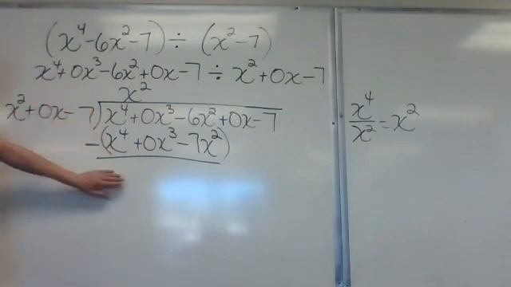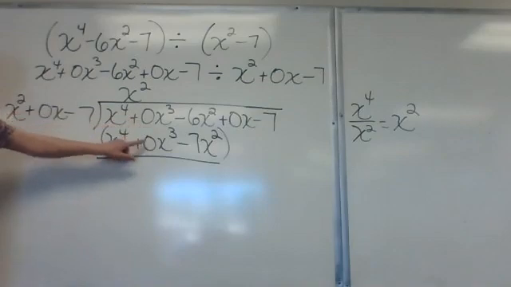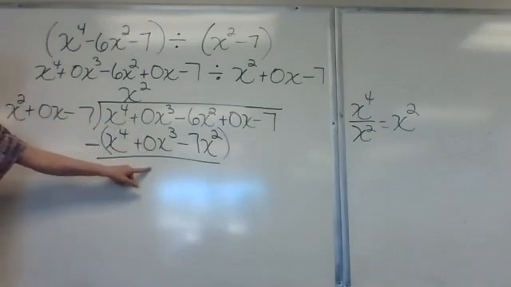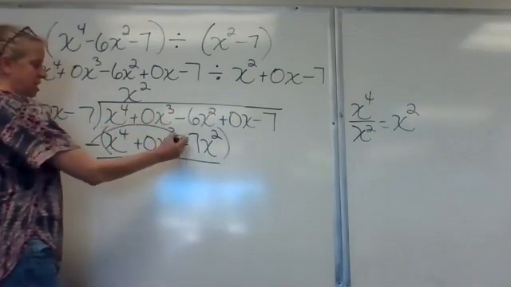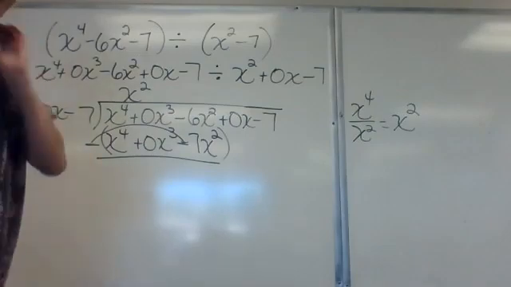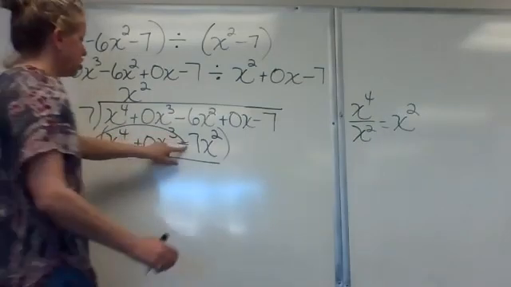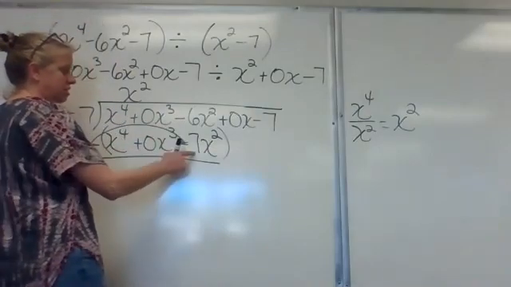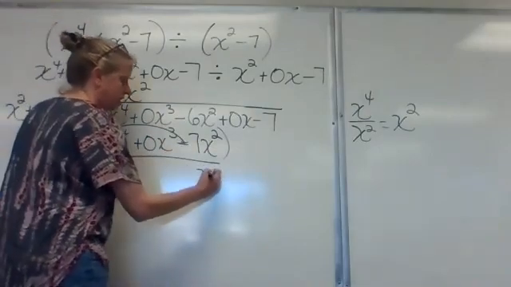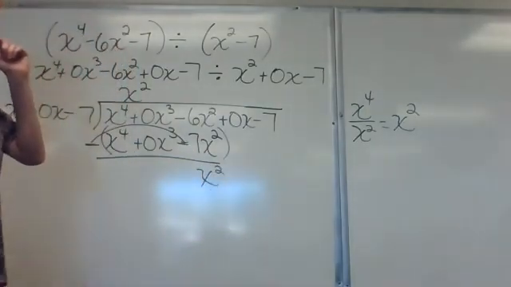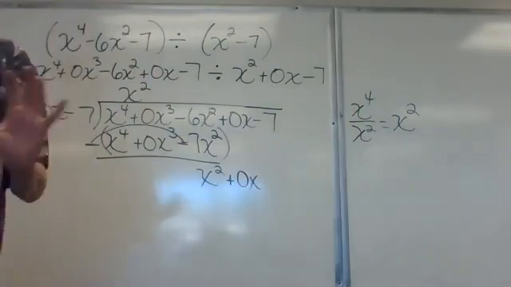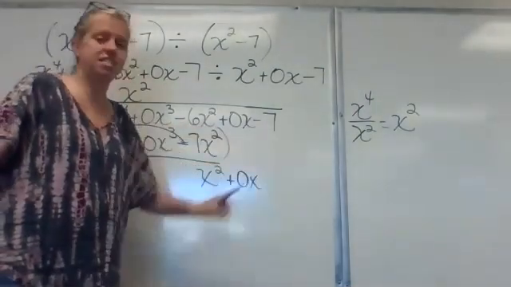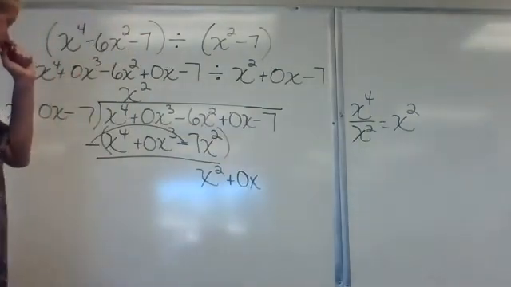Let's see, my x to the 4ths are gone. My x to the 3rds are gone, right? 0 minus 0 gives me 0, so I don't even have any x to the 3rds. What is this minus? That turns this into a plus. So I've got -6x squared, that turns that into plus 7x squared. So -6 plus 7 gives me 1x squared. Drop down my 0x. Now, you're going to find out on this next step that you could actually drop down the -7 also. Let me show you how you would figure that out.